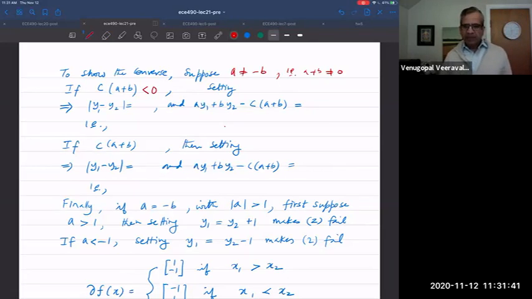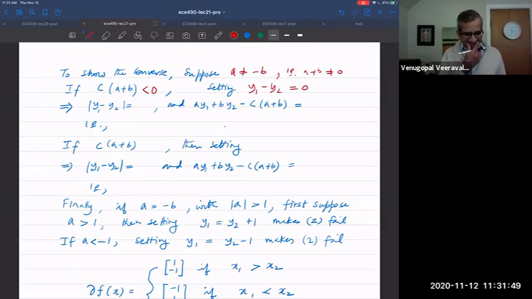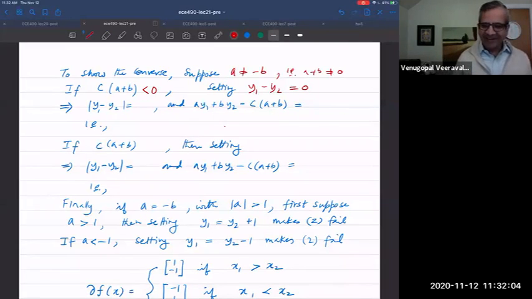Okay. Let's look at the negative first. Then setting y1 minus y2 equal to 0. Actually, c could be 0 in this case, and then this could be 0. So you can treat c equal to 0 separately as well. That's probably one case that I haven't covered in this, but it's not that hard to do.